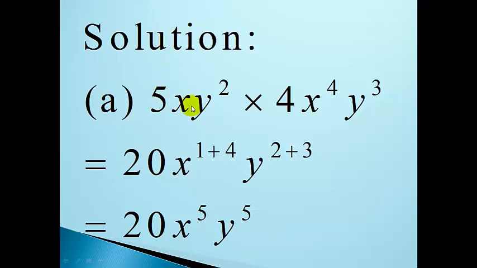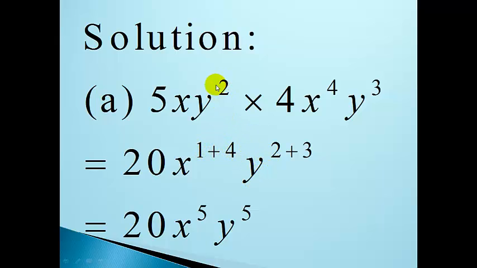Solution. Given 5xy squared times 4x to the power 4 y cubed. We have x here, and we also have x raised to a power here. Because we are multiplying, we multiply the coefficients. So 5 times 4 will give us 20. With the x here, the exponent is 1, and with the x here, the exponent is 4. So we keep the base x constant, then we add the exponents 1 and 4.